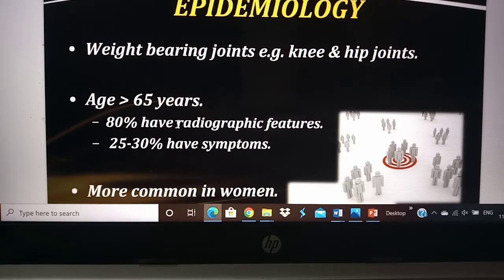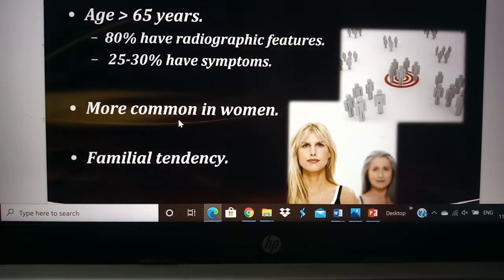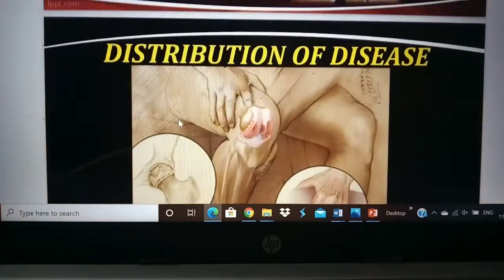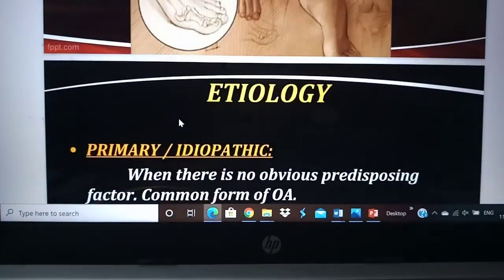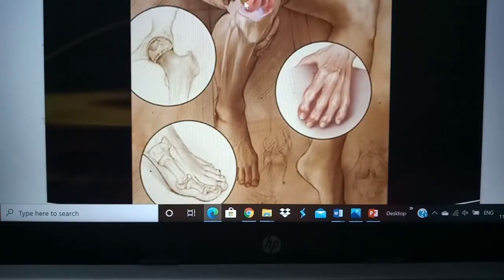Even though radiographic changes are present in 80% of the population above 65, only 25 to 30% have symptoms, that is pain and other symptoms. It is more commonly seen in women, and it has a genetic tendency, so a familial tendency is there. So that's the epidemiology. Let us see the distribution of the disease. What are the causes? So distribution of the disease: knee joint, hip joint, and also in the foot, from the ankle and other joints, and people also have it very rarely in the upper lip.